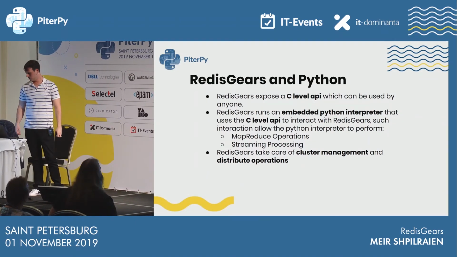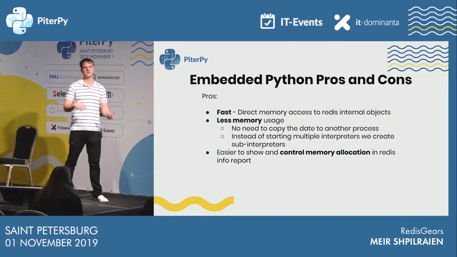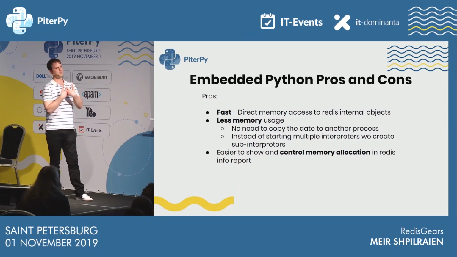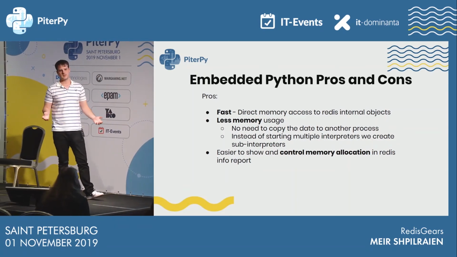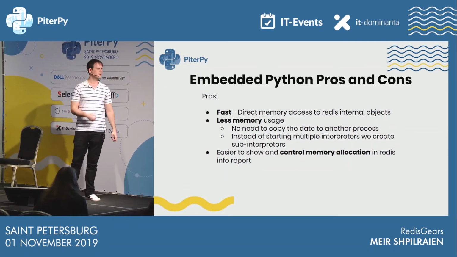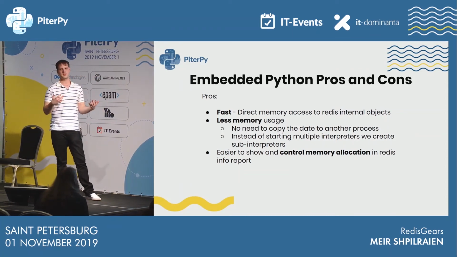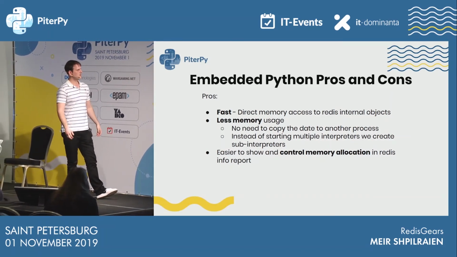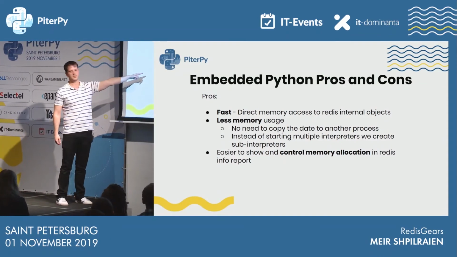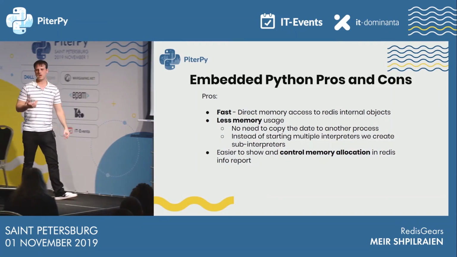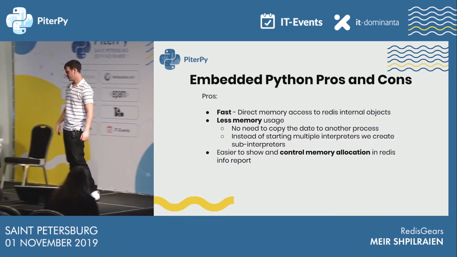I want to talk about the advantages and disadvantages of using Python directly on Redis, embedded in Redis. The advantages are, first, it's fast. This is a direct function call. We use the same memory, and there is no need to copy memory to an outside process. And the last bullet is important because it's easier to control how much memory the interpreter uses, and I will show you how we do it in a little while.